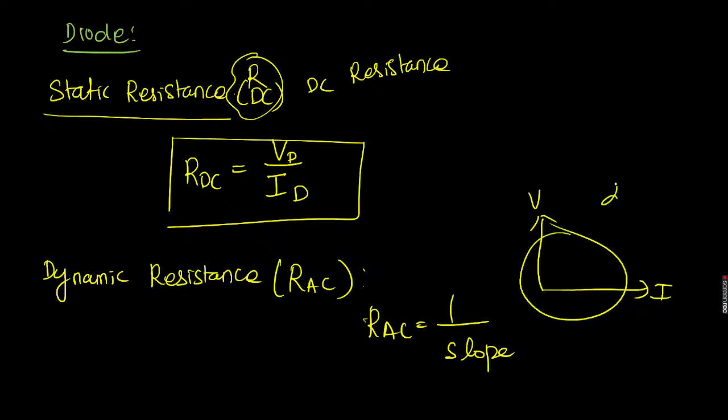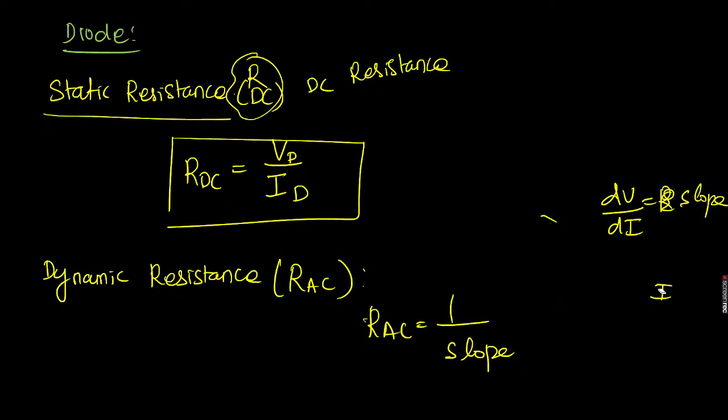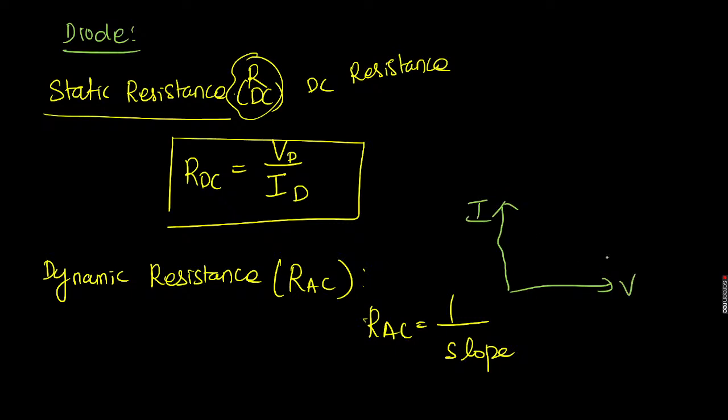So from that slope, if you calculate the value of dV by dI, that gives you the slope value. Sorry guys, one minute, actually we need to consider the current here, right? Let me draw the graph again. Don't get confused. That was wrong. In a diode, current should be on the y-axis and voltage should be on the x-axis.